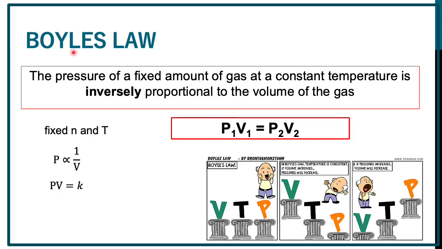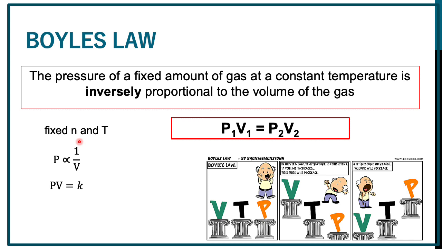Okay, now we go to Boyle's law. What is Boyle's law? Boyle's law is the pressure of a fixed amount of gas at a constant temperature is inversely proportional to the volume of the gas. So it means that we fix the number of moles and temperature. This is the variables that we fix.